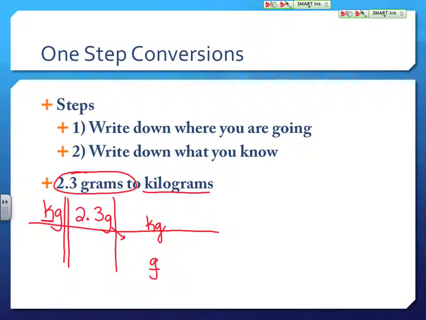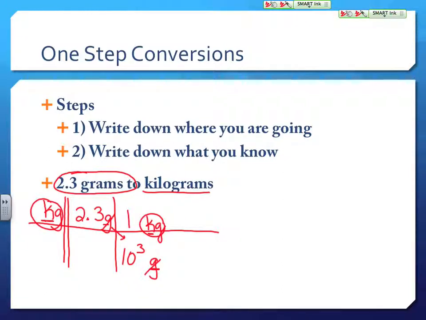One always goes with the prefix. In this case, that kilo is the prefix. So I put a 1 with the kilogram. From your conversion table, 1 kilogram is 10 to the third grams. I have gram on top, I have gram on the bottom, so they cancel out, leaving me in kilograms, which is where I really wanted to go.